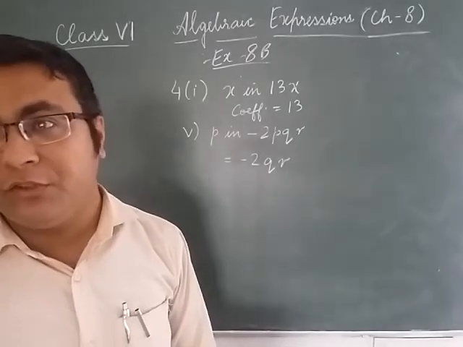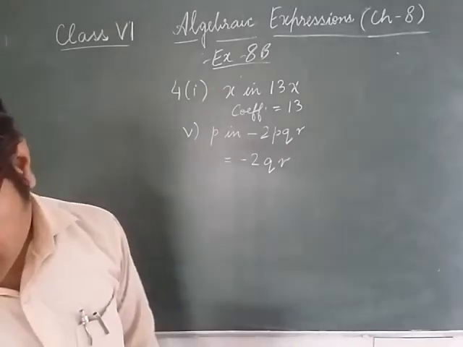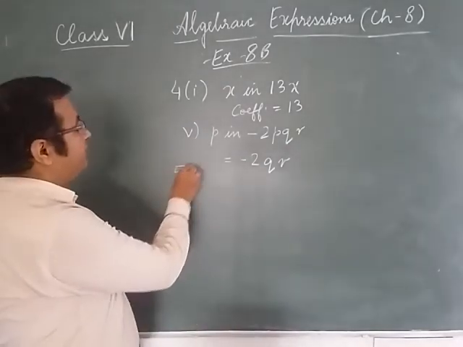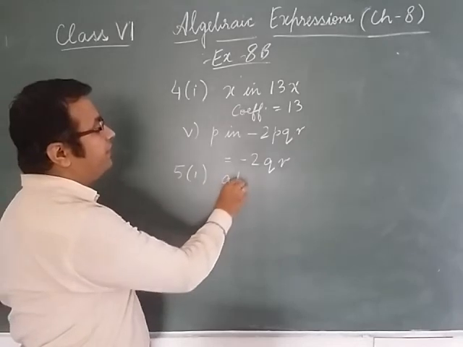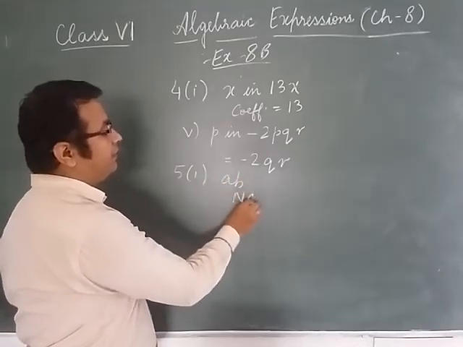Now question number 5. We have to find the numeric coefficient. Question number 5, first part. The numeric coefficient of AB will be, there is no number, so numeric coefficient will be 1. Okay.